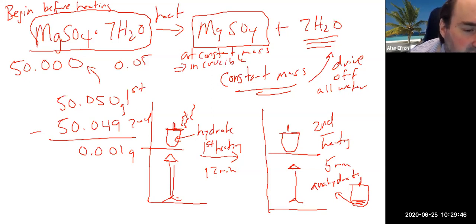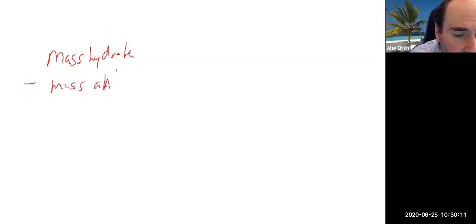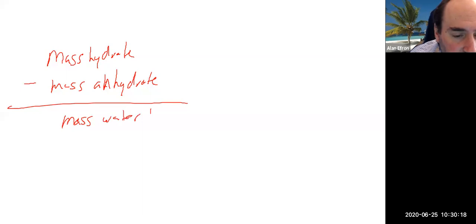Which means if you subtract the mass of the anhydrate at the end of the experiment from the mass of the hydrate when you started, the difference between those two is the mass of the water. So if you take the mass of the hydrate that you started with at the beginning of the experiment, minus the mass of the anhydrate, which you are left with at the end, that will give you the mass of the water that was lost.